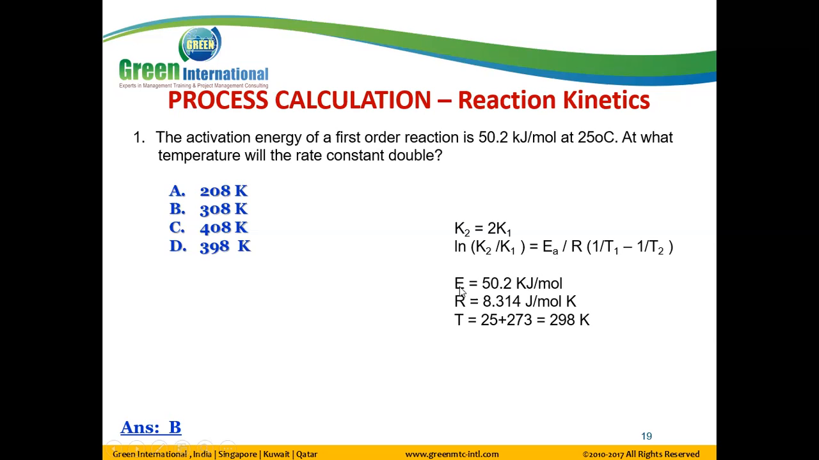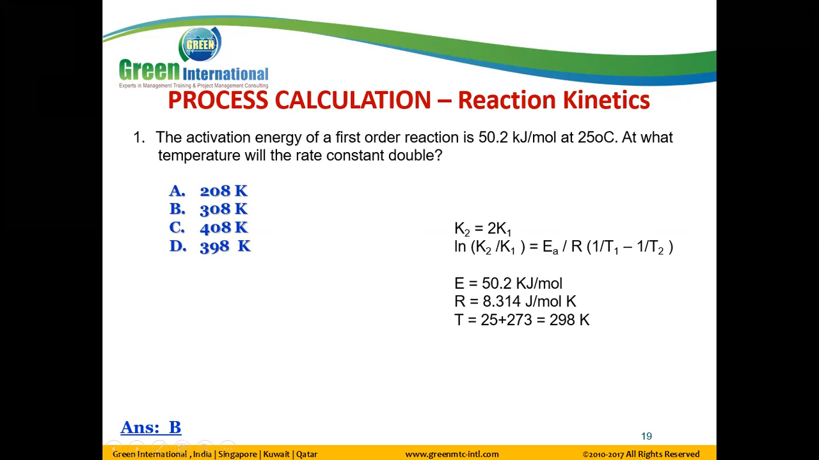So we know the EA value, R value, and the temperature. Remember, temperature always you have to take in Kelvin. So you take it as 291 Kelvin. What is given here is 25 degrees. So when you substitute, you can calculate the temperature T2. That is nothing but the answer is 308 K. Can somebody calculate and verify whether it is coming?